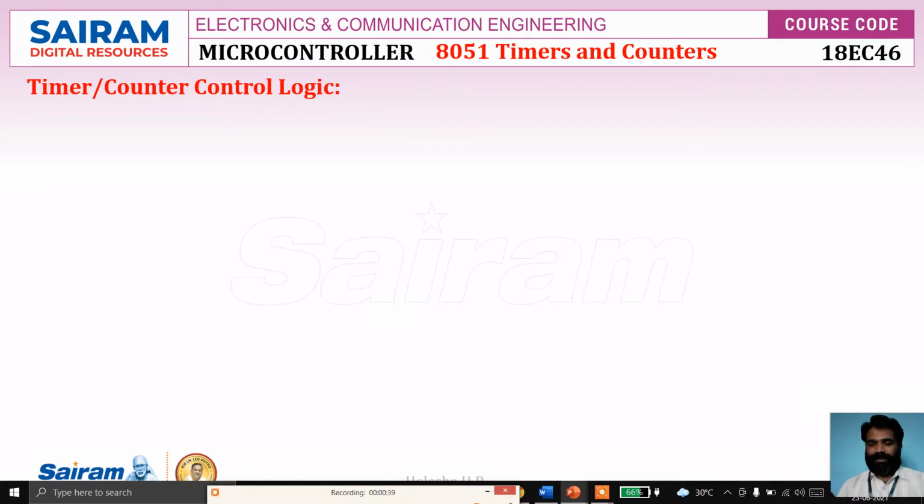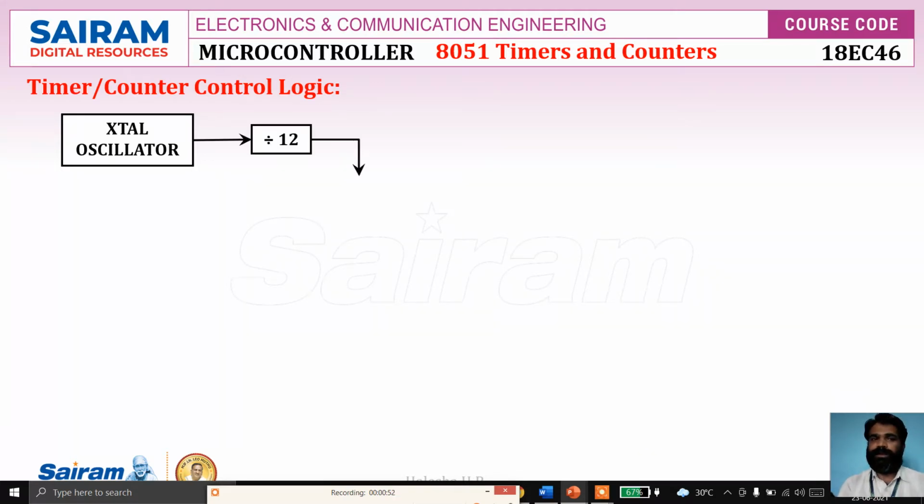What is the logic? Here we know the crystal frequency, XTAL. These are the pins which are used to connect the crystal oscillator. So the oscillator frequency is used and that is divided by 12, since a machine cycle has 12 clock pulses. This is the source for the timer.